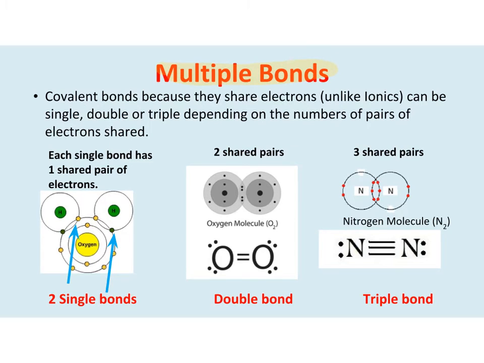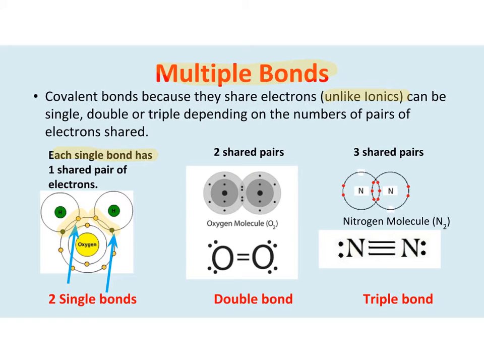So covalent bonds, because they share electrons, unlike ionics, can be single, double, or triple, depending on the number of pairs the electrons are sharing. So if we look over here at, say, water, in here it's a single bond. So this is just a single bond between oxygen and hydrogen. Two single bonds. The one single bond between hydrogen and the one single bond between the other hydrogen.